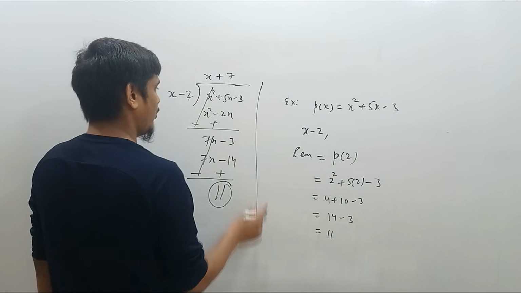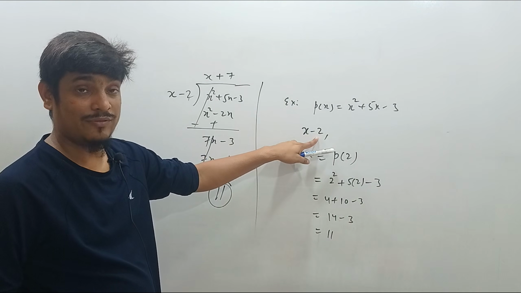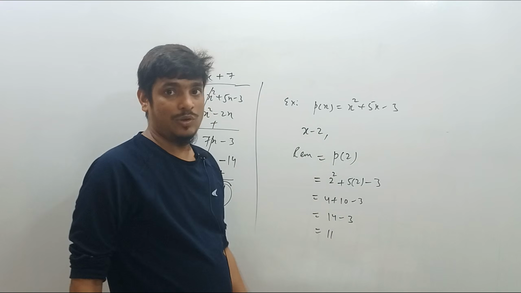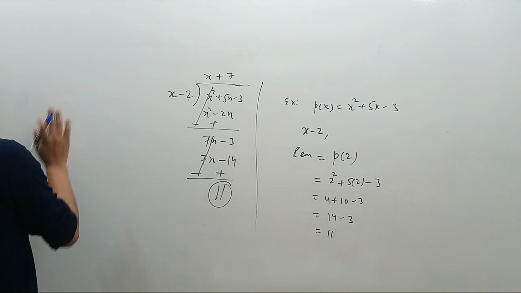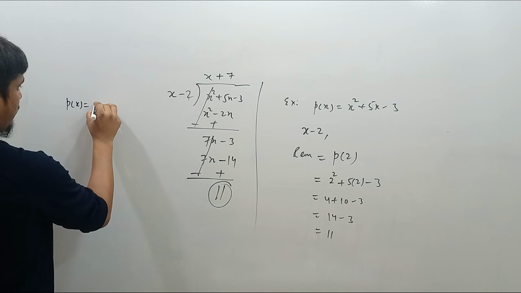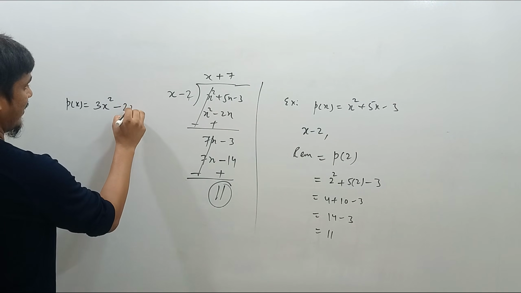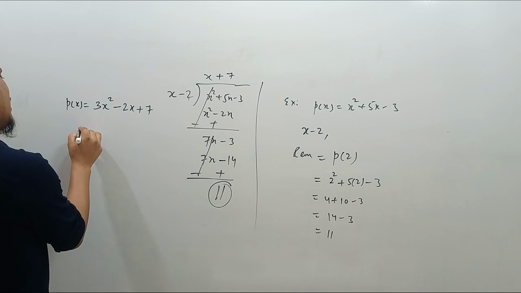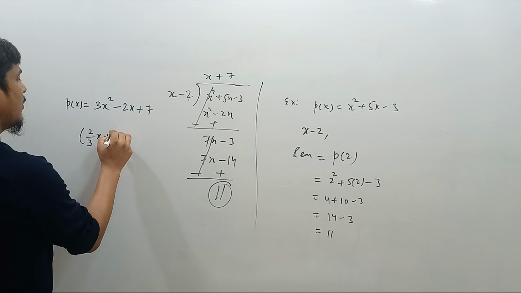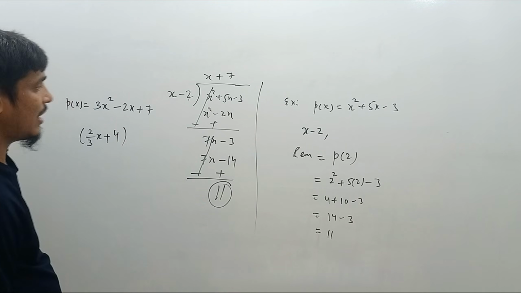So we need not go through this long division; we just have to use this remainder theorem. Whatever linear factor we have been given, with that linear factor we need to find the value of x by equating it to 0. Let's take another example. Suppose we have been given a polynomial p(x) is equal to 3 times x to the power of 2 minus 2 times x plus 7, and we are dividing it by 3x plus 4, and we want to know the remainder.